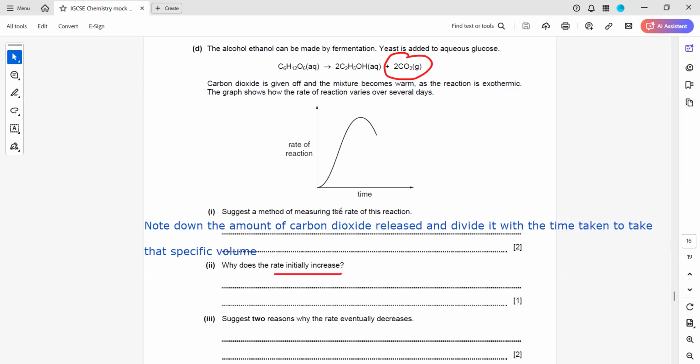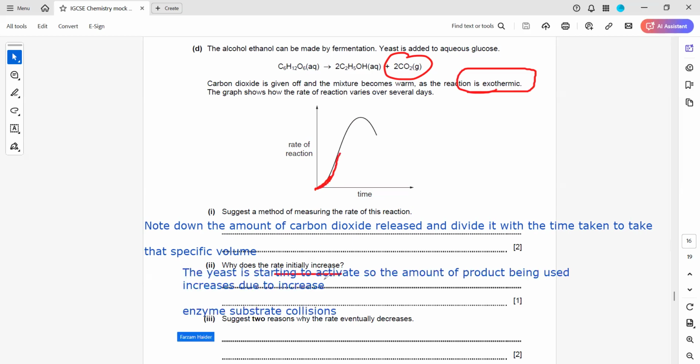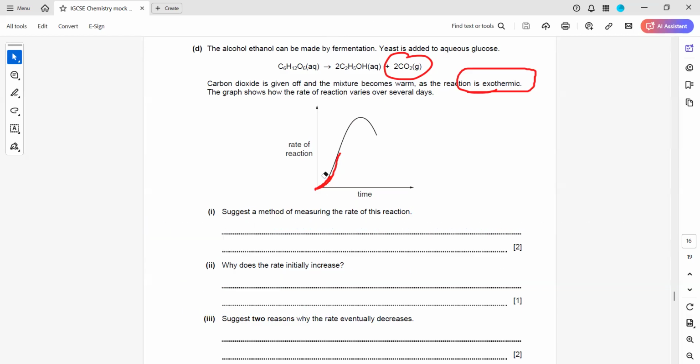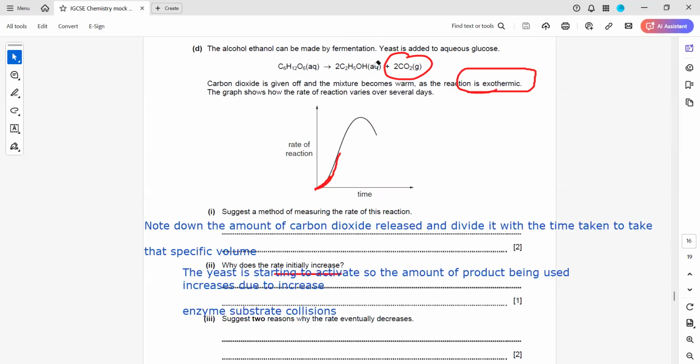Why does the rate initially increase? What is the reason for the increasing rate? Because you can see the forward reaction is exothermic. So if the temperature increases... Actually, instead of writing about yeast here, yeast is already added. But still, why is the rate of reaction increasing? If you mention yeast, it's fine. But the main thing is the reaction is exothermic, so the temperature increases. That's why the rate increases. The main thing is temperature.